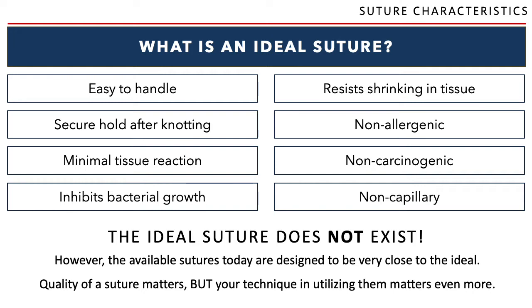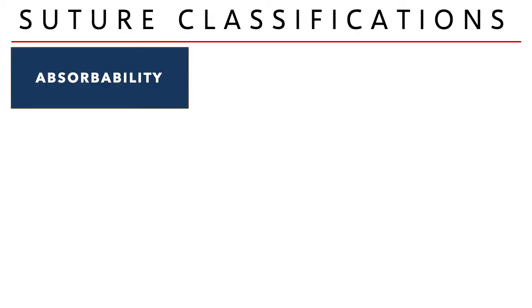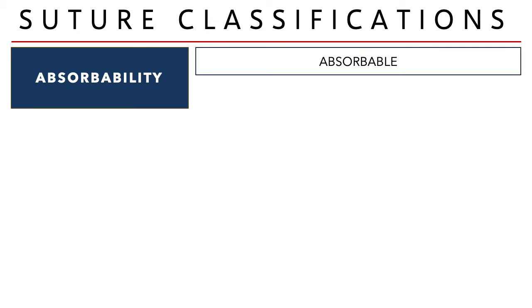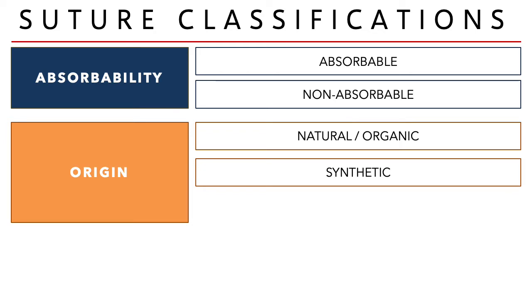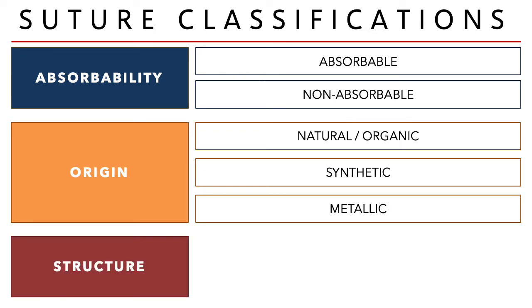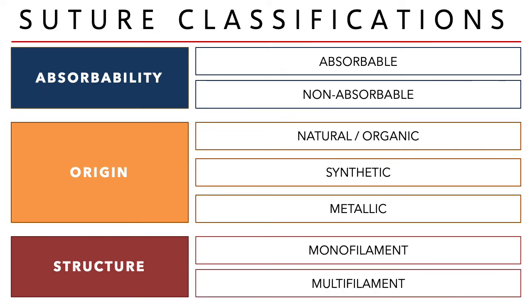What matters to me is that you're using it the right way, because the quality is irrelevant if you're not using your suture the right way. Okay? So basic classifications based on absorbability, origin, it could be natural or organic, synthetic or metallic, and structure. Is it a monofilament or a multifilament? Let's start with structure because this is the basic classification.